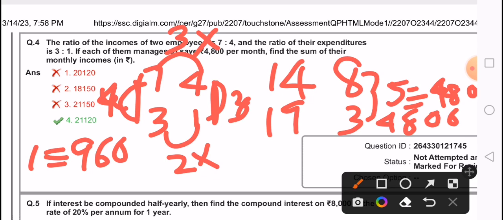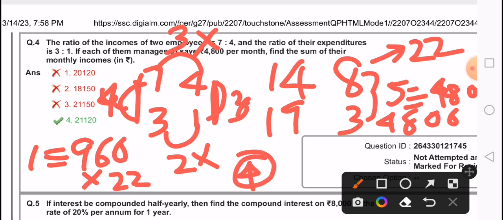Now they ask the monthly income. Monthly income is 14 plus 8, 22 into 960. So 960 into 22, we get 21120. That is option 4. Otherwise also you can see that the income ratio is 7:4. So if you add 7 plus 4, it would be 11, so the option would definitely be a multiple of 11. But we cannot use that because both the second and fourth options are multiples of 11. So we cannot use that and we have to solve.